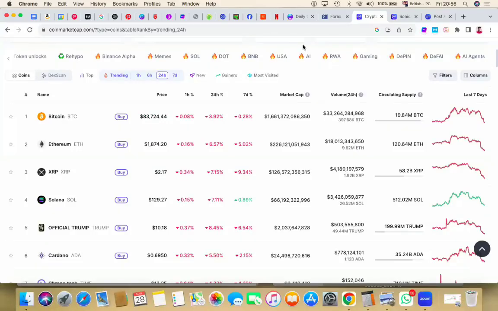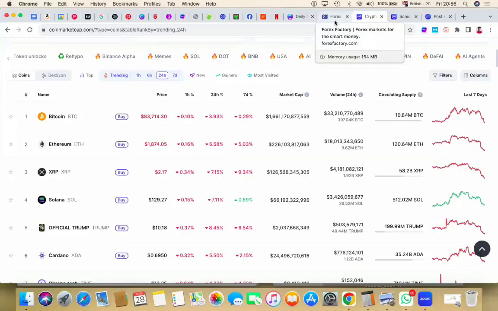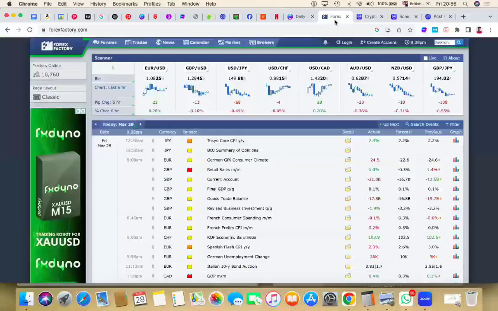I would give us an example with Forex Factory, but in reality, we are trading cryptocurrency. We don't really need that much Forex Factory, but I'll just brief us on what Forex Factory is. It's an economic calendar, right, in which we can see high impact news on currency pairs.